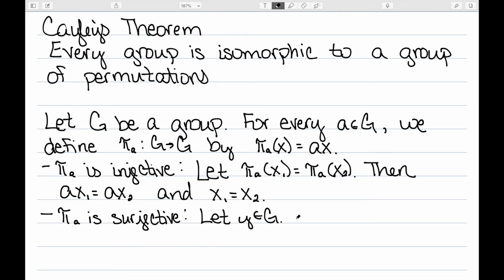Let's let y be an element of G. Then pi A of A inverse y is equal to A inverse y, which is just equal to y. So I took an element in my output set and showed that there is something that maps to it. Therefore, this is surjective. So now I have a bijective function from G to G, which means it is a permutation on G.